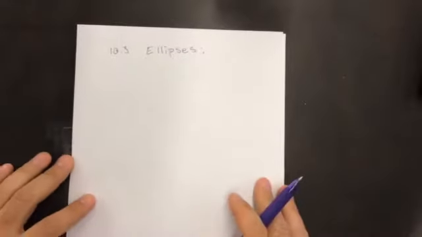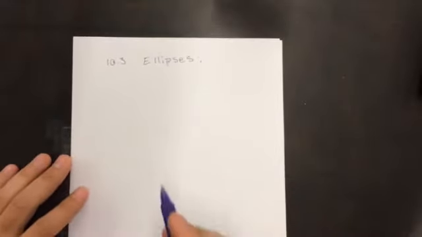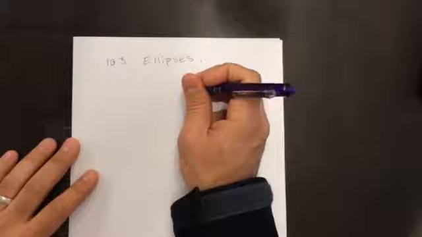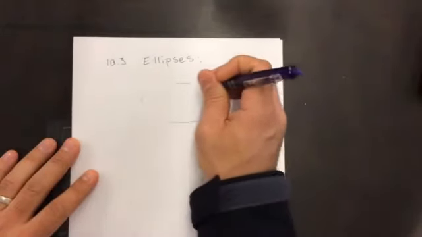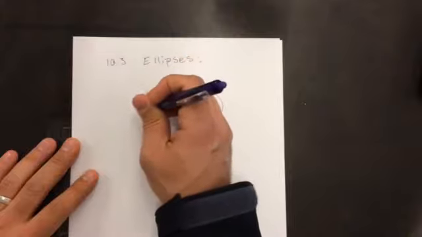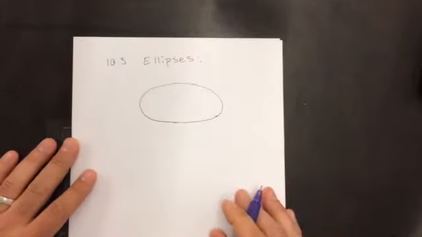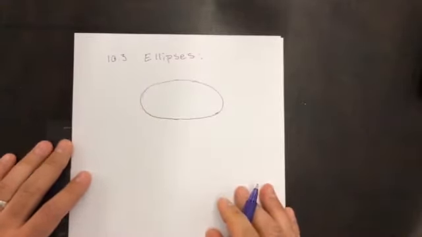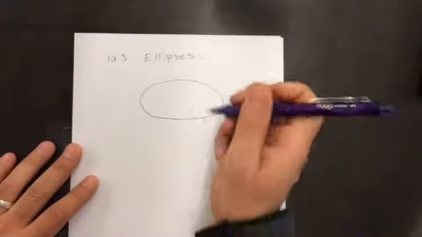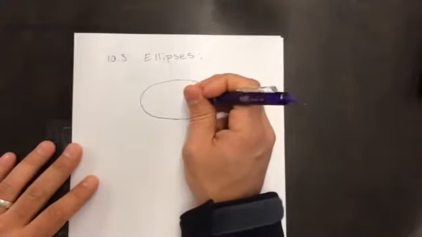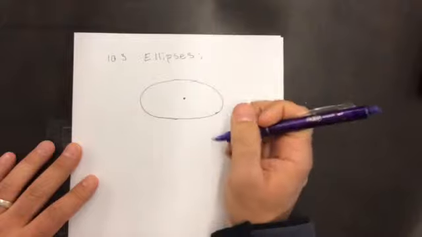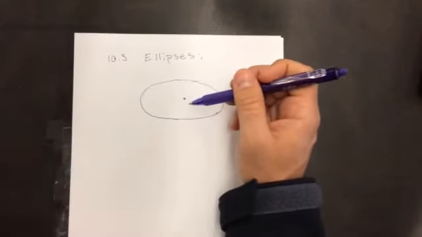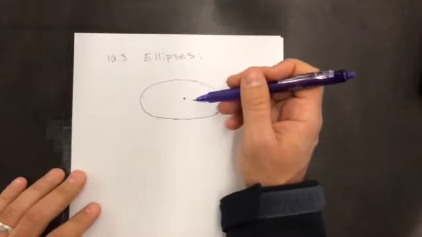Okay, today we're going to do 10.3, which is ellipses. Ellipses are what you guys think of as ovals, but it's an oval with uniformity. There's a couple different things that we're going to look for on the ellipse. The first thing that we're going to look for is the center. And then we're going to look for if it's a vertical or horizontal ellipse.